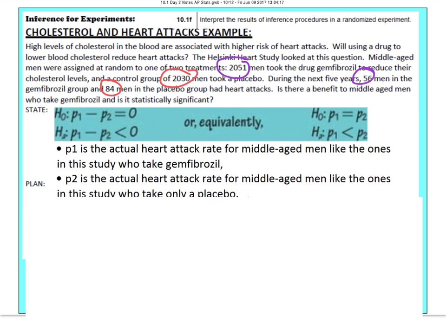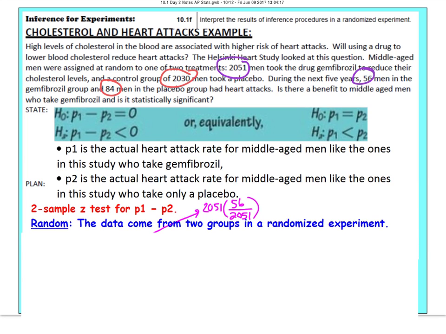Okay, let's go ahead and do the plan portion. Check the conditions. I'm going to first talk about the test we're going to perform. We're going to do a 2-sample z-test for P1 minus P2. For the random condition, the data came from 2 groups in a random experiment. So in an experiment, it was randomly assigned, so we're covered.